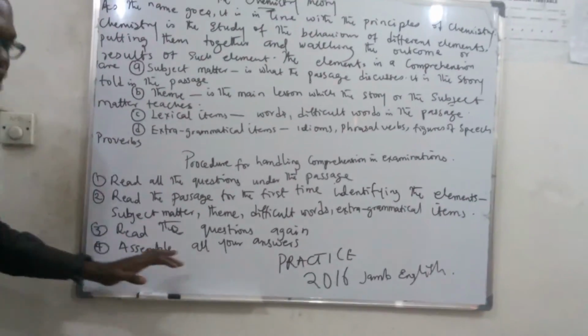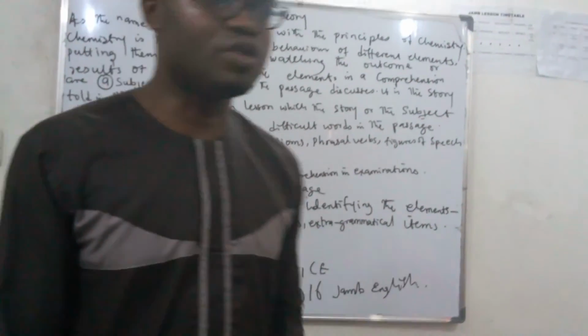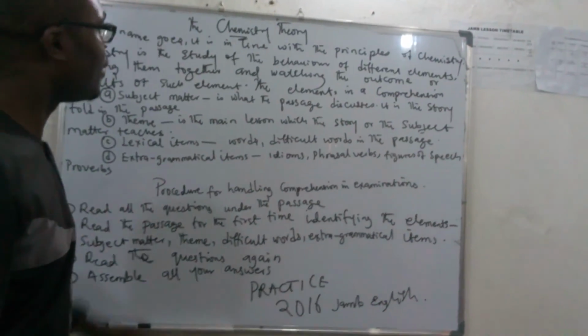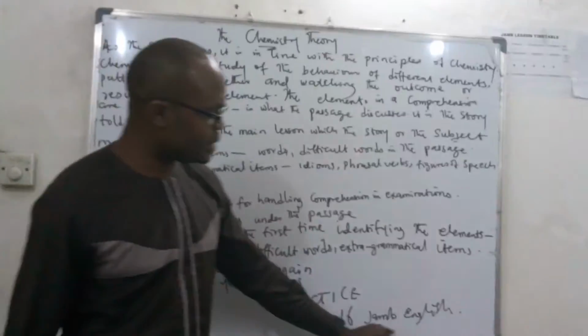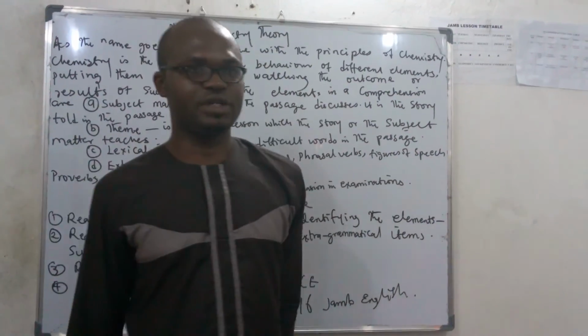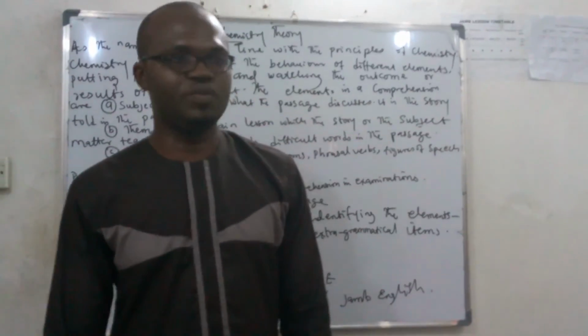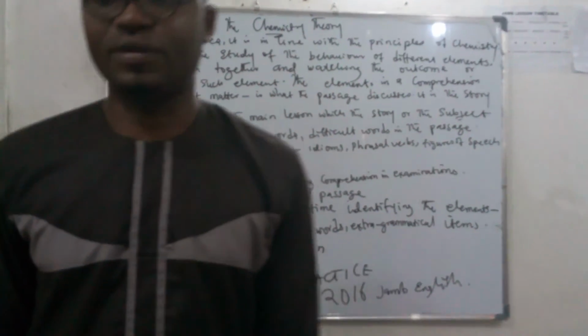You see that when you read the questions, you'll be able to assemble the answers. And we're going to practice this method using the 2006 JAMB English on our computers. That's what we're going to do now. So you're going to pick yourselves, two per one computer. Let's do this practice immediately so that we can go forward. Thank you.